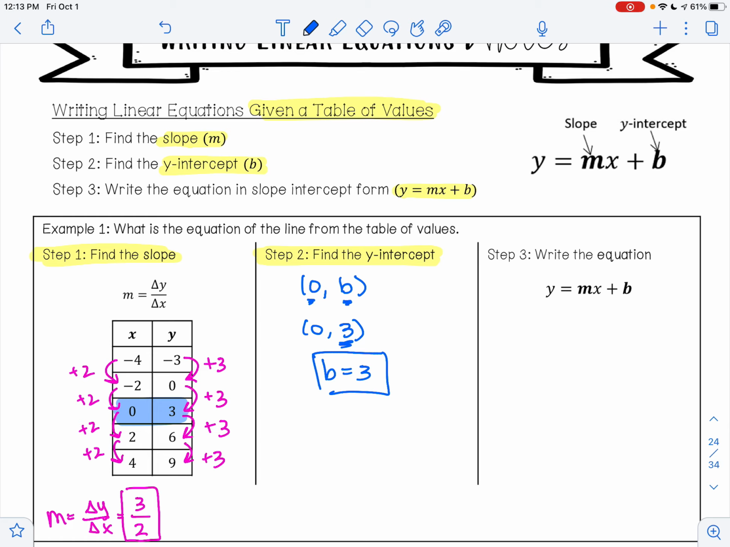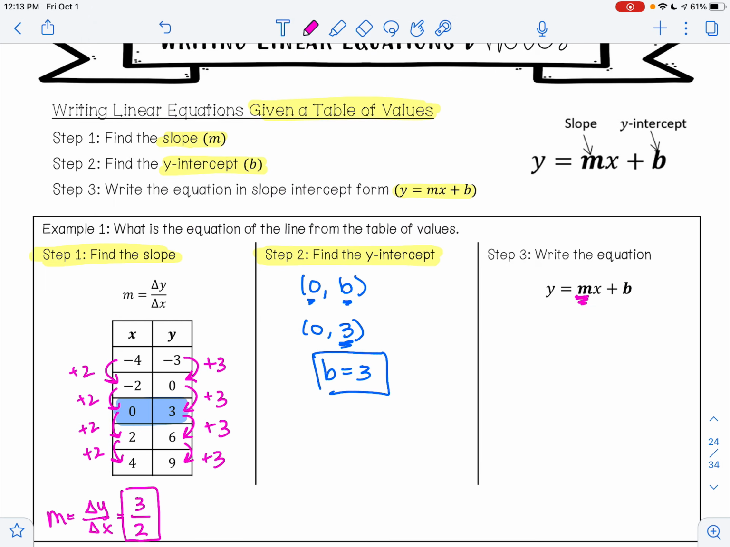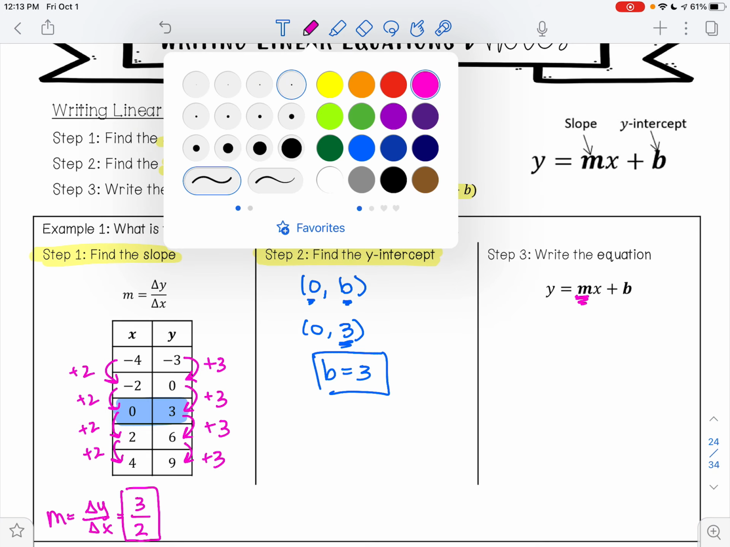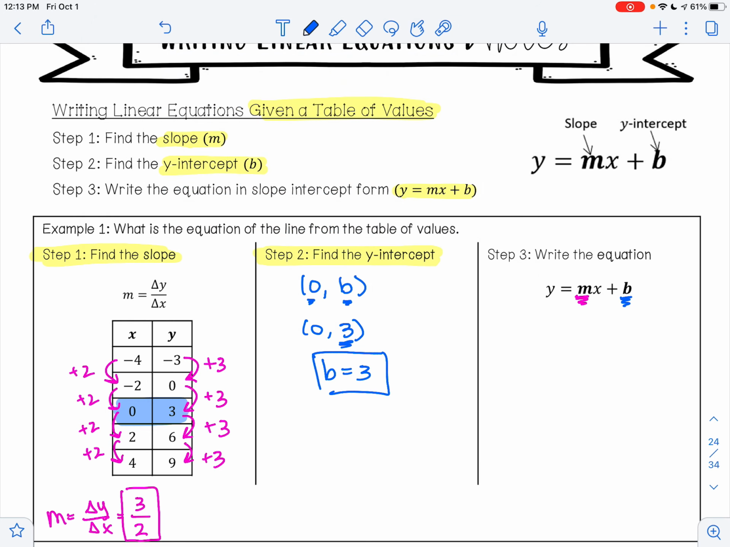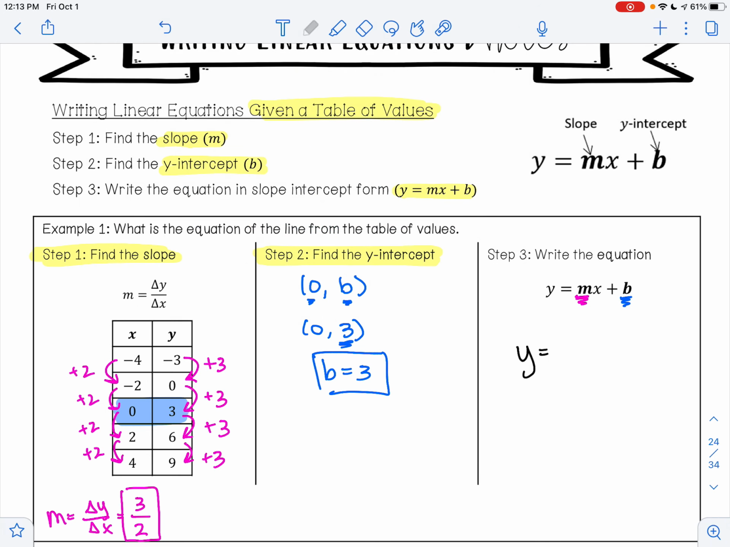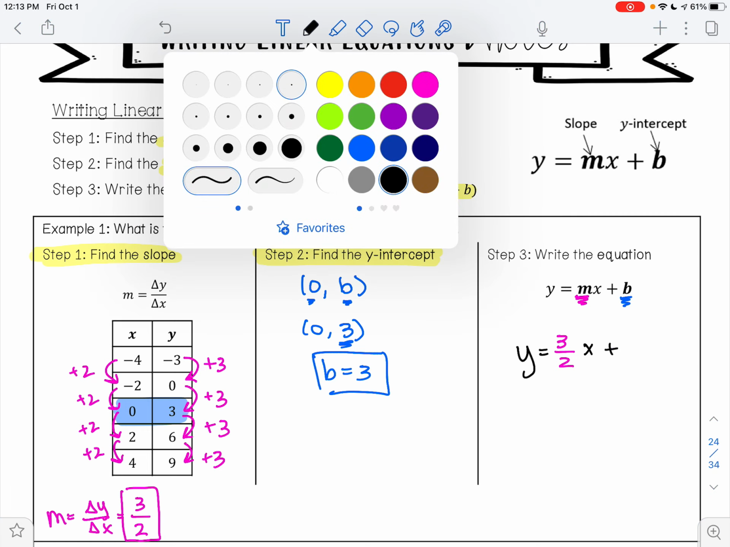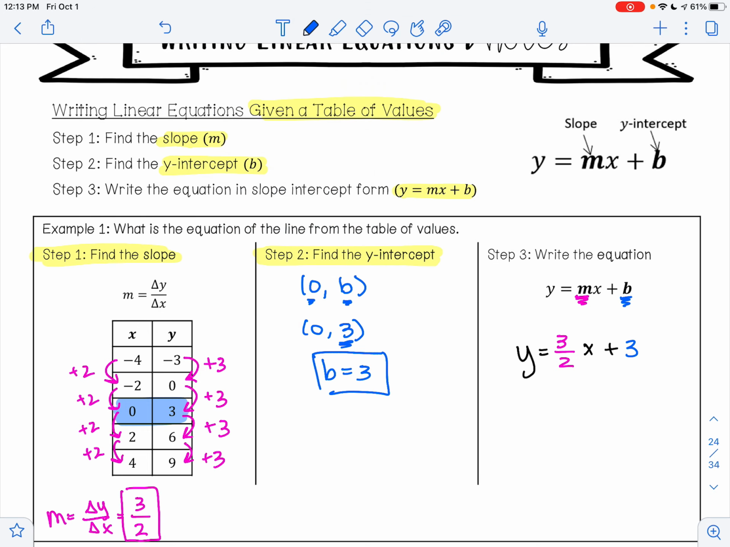Now that I know my slope and my y-intercept, I can use that to plug in for m and b in my original equation. So instead of m, I'm going to write 3/2. And instead of b, I'm going to write 3. So my equation will be y equals 3 over 2x plus 3. This is my answer in slope-intercept form.